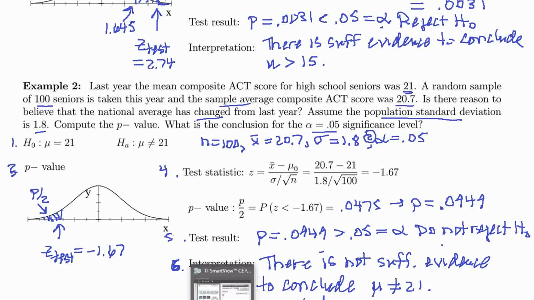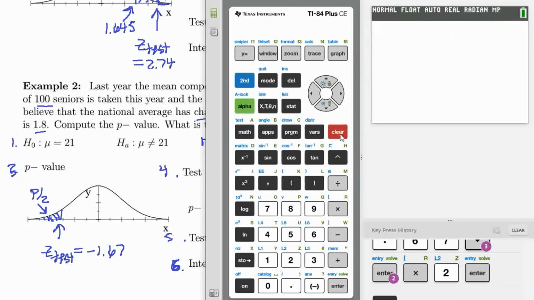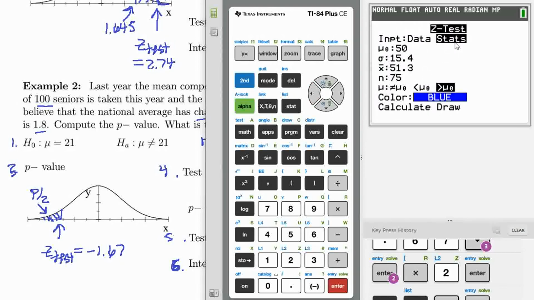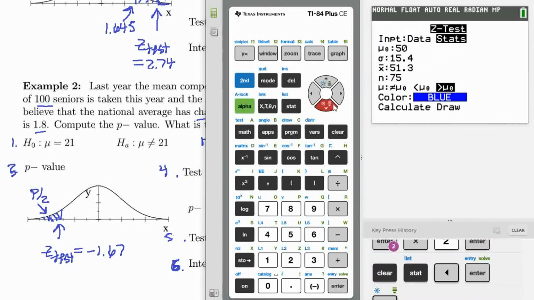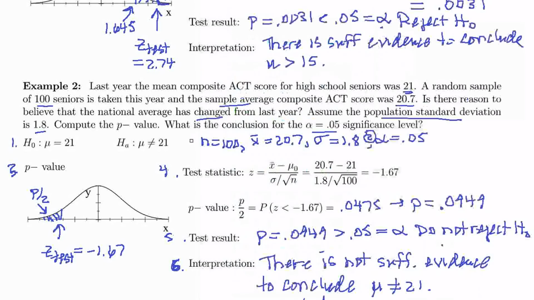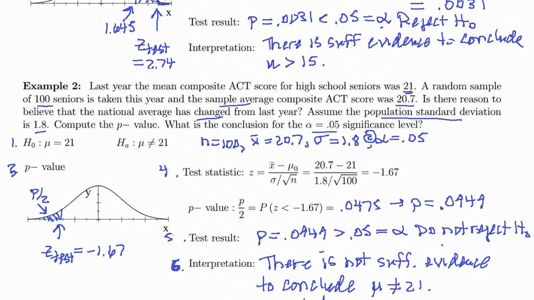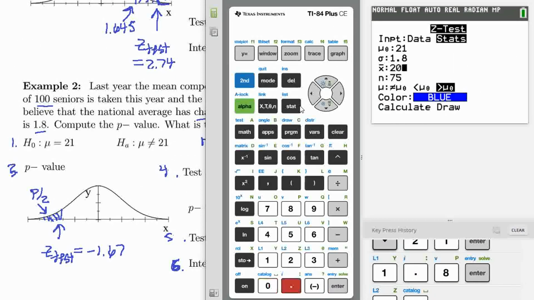And now if we go ahead and check this on the calculator, we can do that by going to the stat menu, tests, and that first one, we're doing a z-test. We are using summary statistics here. Our mu0 we were testing against is 21. Our sigma was 1.8. Our x bar was 20.7. And then our sample size was 100. And then this is a not equal test.